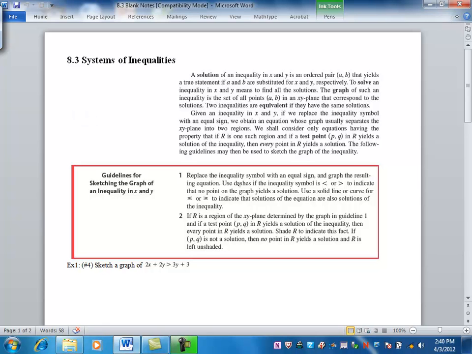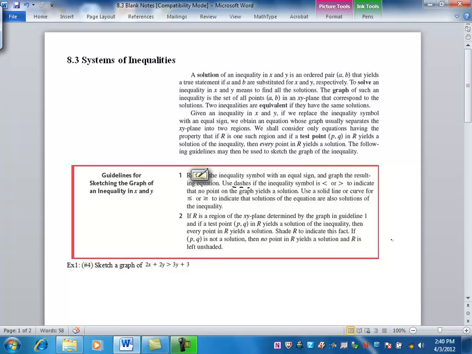Some guidelines here. We need to replace the inequality symbol with the equal sign and graph the resulting equation. We use dashes if the inequality symbol is a less than or a greater than to indicate that no point on the graph yields a solution. And we use a solid line or curve if we have a less than or equal to or a greater than or equal to.